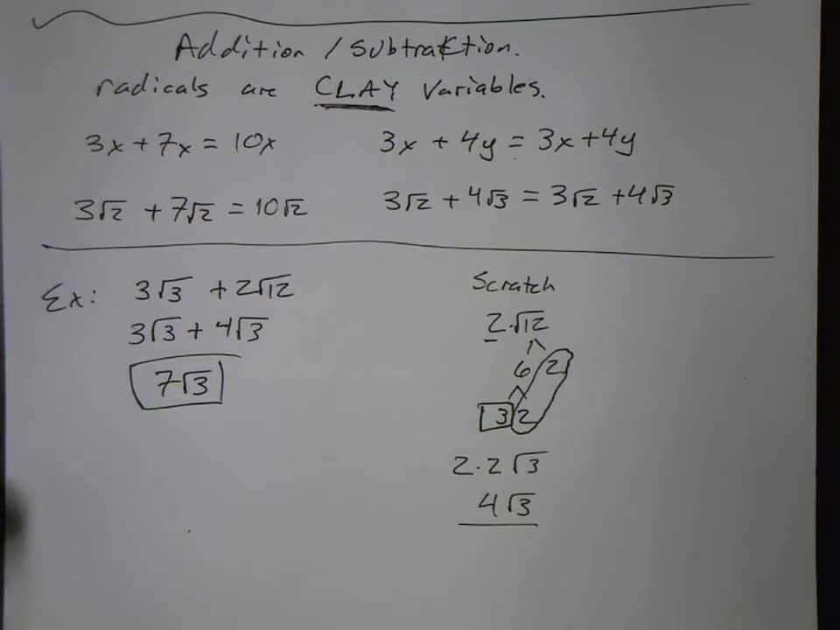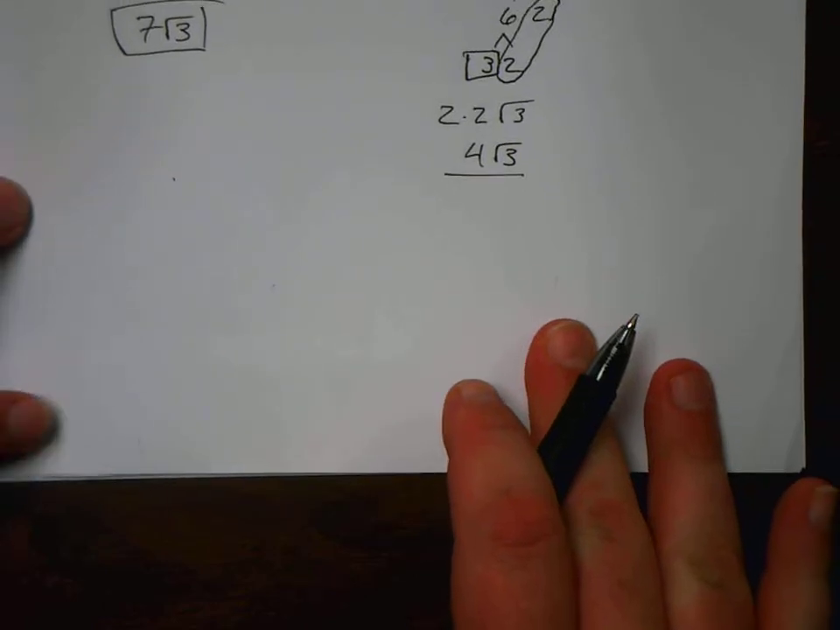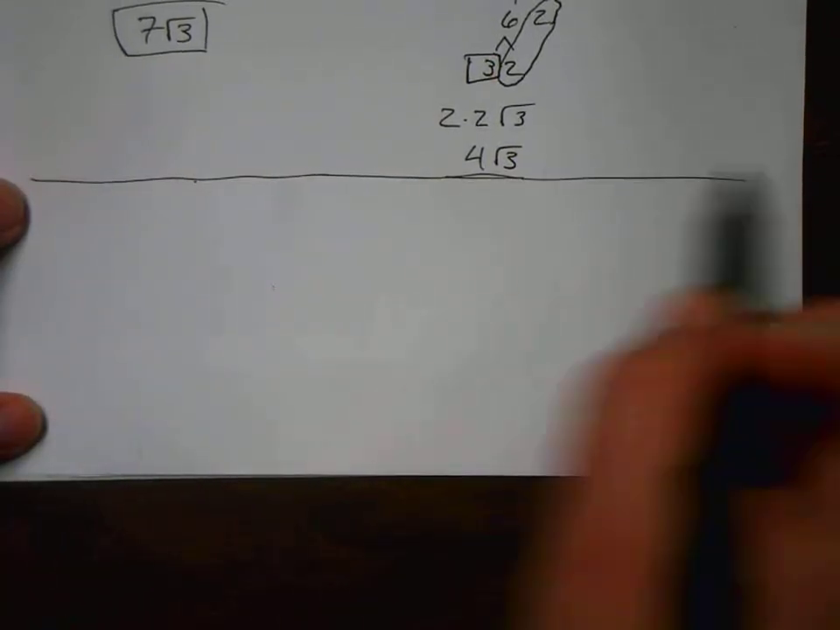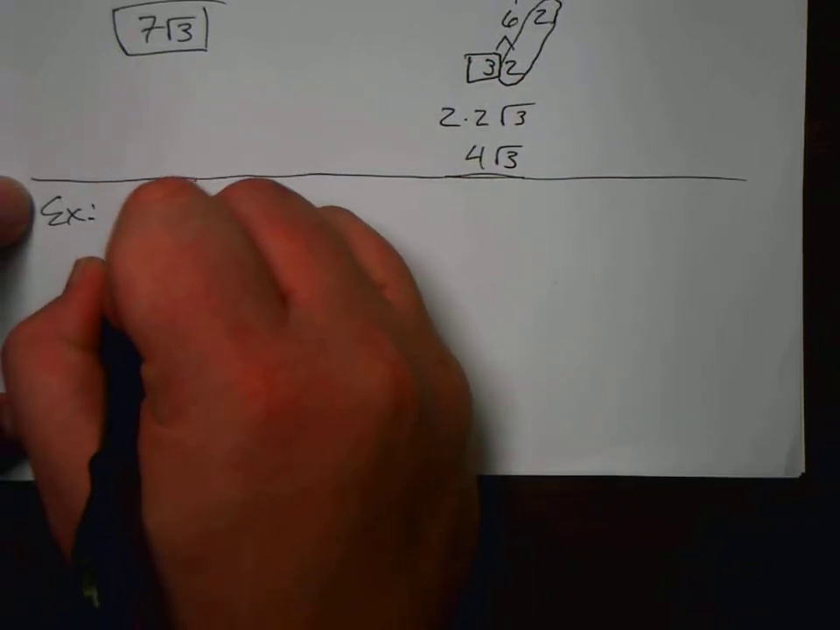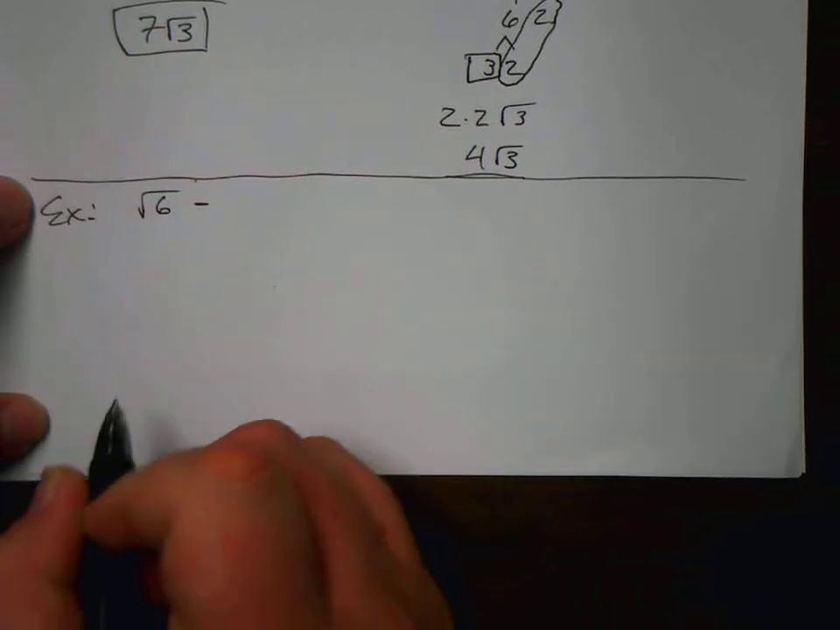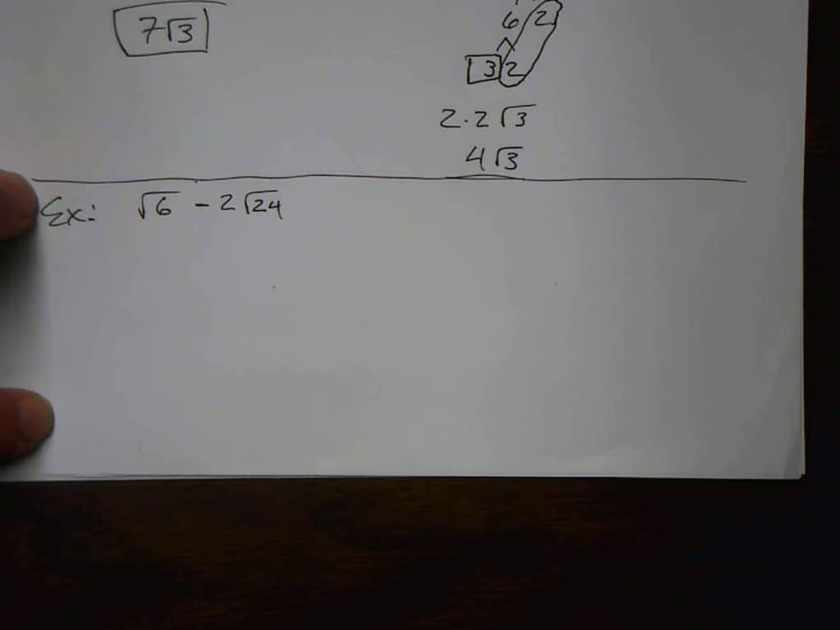And to be honest with you, subtraction works exactly the same way. So let's take a look at an example for subtraction here. Let's try the square root of 6 minus 2 square roots of 24.